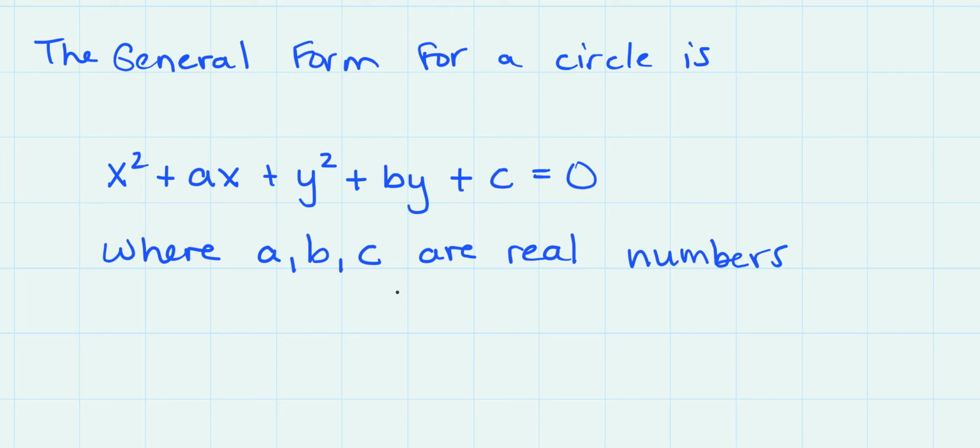real numbers. Now, the reason we're looking at the general form for a circle is because sometimes we're not given the standard form. We're given something like this, and we have to be able to recognize it as a circle. So we see this equation, we say, oh, that's a circle. We have this x squared, this y squared terms, and these ax, by's, and this c.